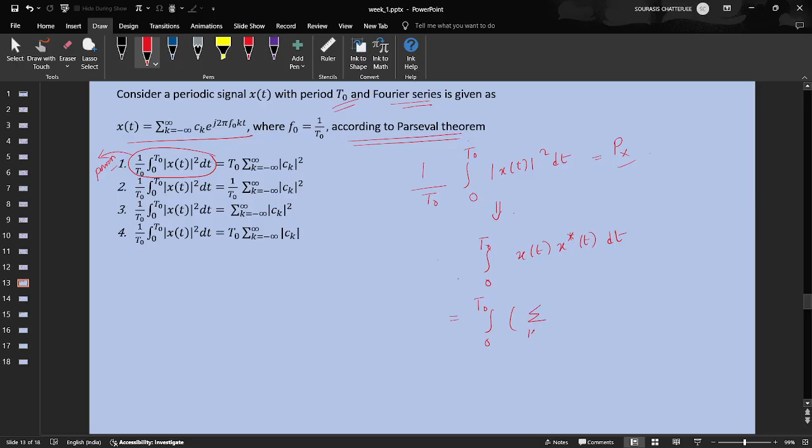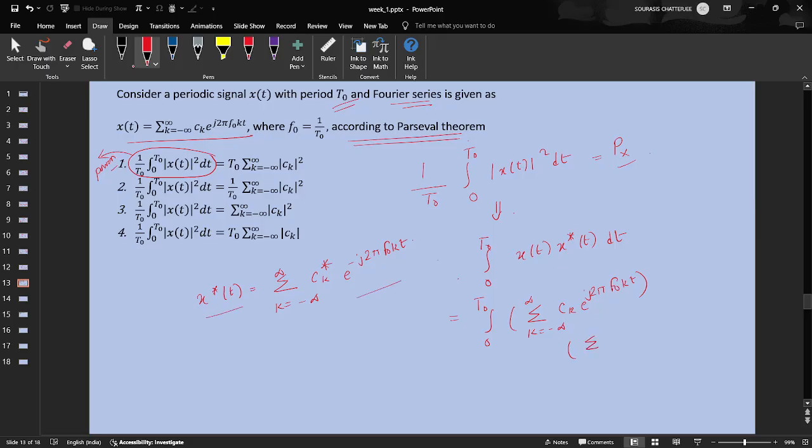We write k equal to minus infinity to infinity, c_k e to the power j 2 pi f naught k t, multiplied by, remember when you say x star of t, we have two quantities here, one complex sinusoid, and one is the kth coefficient, and the kth coefficients are also complex in general. So when you take the complex conjugate, you need to take the complex conjugate of c_k, and with that also the complex conjugate of the sinusoid. So x star of t has basically this expression.